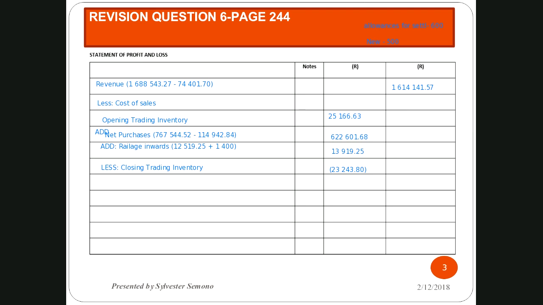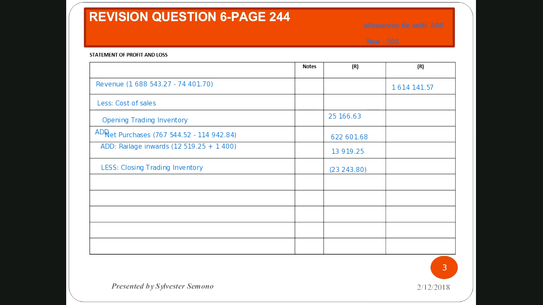Two five 166.63 plus 62,601.68 plus 13,919.25 less 23,243.8. I got 638,443.76. Okay, that is what I got.